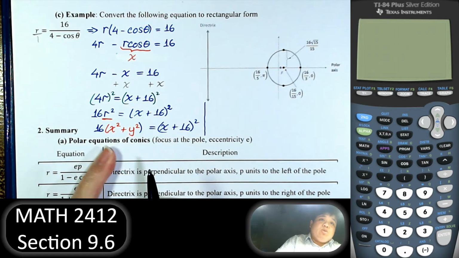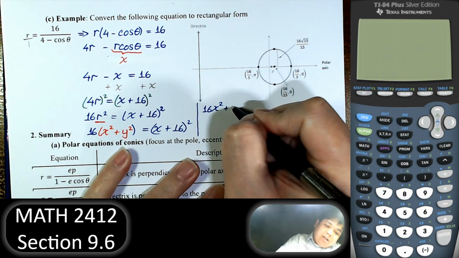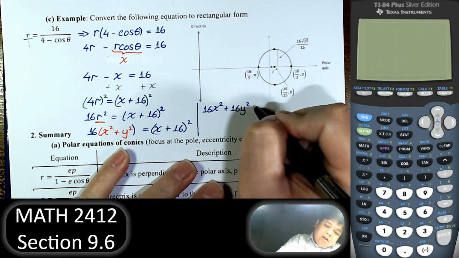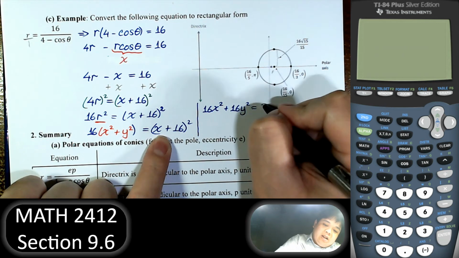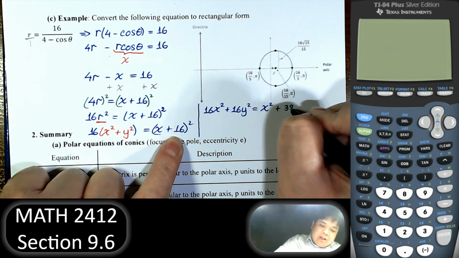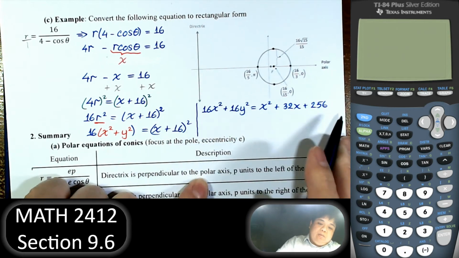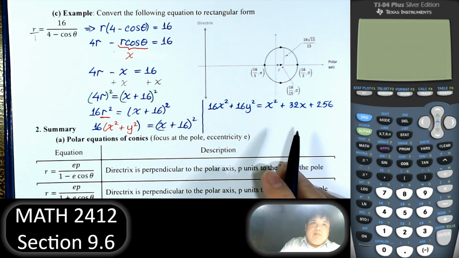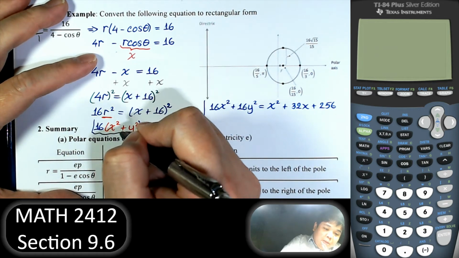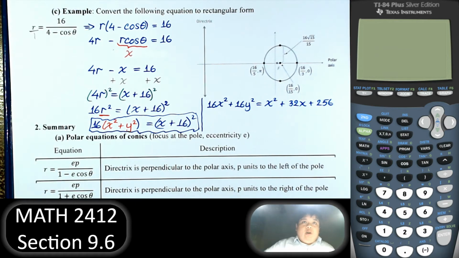Now, of course, we can multiply it out. 16x squared plus 16y squared equals, multiplying the right hand side, x squared plus 32x plus 256, that is 16 squared. And then move everything to one side, and we have the equation. But like I said, the point here is trying to turn that into a rectangular form, meaning only x and y in it. So you should be able to do that.